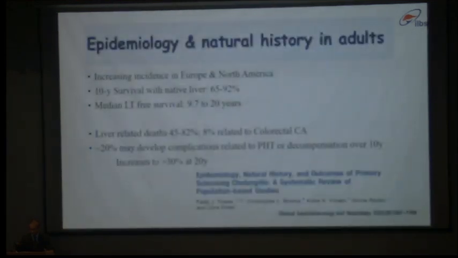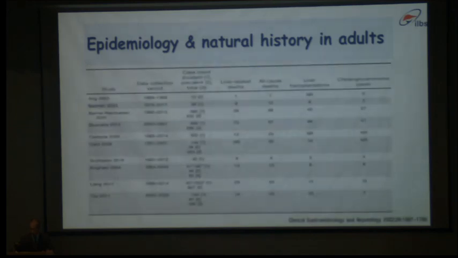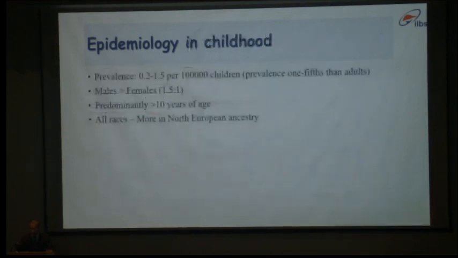So coming to epidemiology, this is in adults. It is mentioned that the overall prevalence as well as incidence of primary sclerosing cholangitis is on the rise, and with the development of primary sclerosing cholangitis there are more liver-related deaths, around 40 to 80%, and 8% may be related to colorectal carcinoma. And overall, in a 10 year period, 20% may develop complications related to portal hypertension or decompensation. So this is the compilation of various studies on epidemiology and natural history.